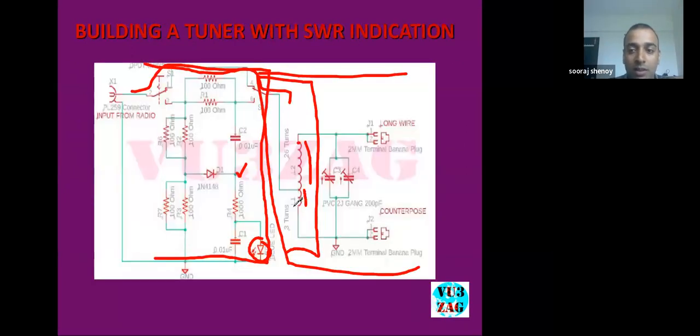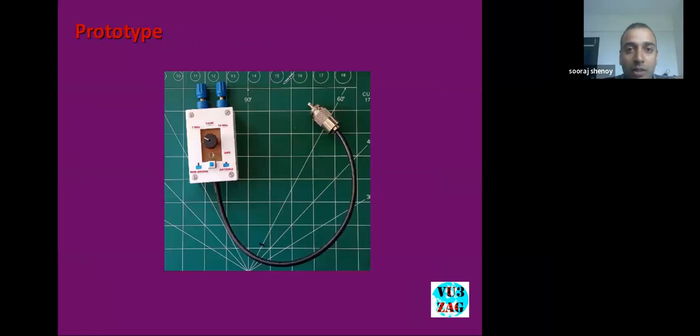So now this is my prototype here. I have done some modifications on this tuner later, so I will just skip this and just cut this wire and this coax, and I have used this connector. Hope you can see this. So I have removed the cable and I have connected one SO239, compact form factor and easy to carry. The two terminals over here: this will go to the long wire, and this will go to the counterpoise.